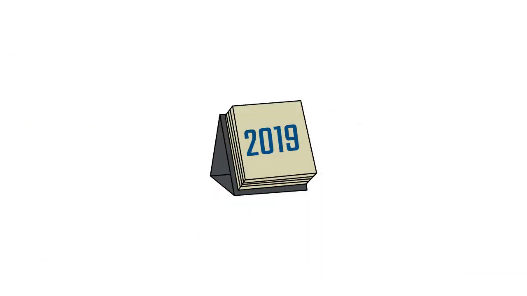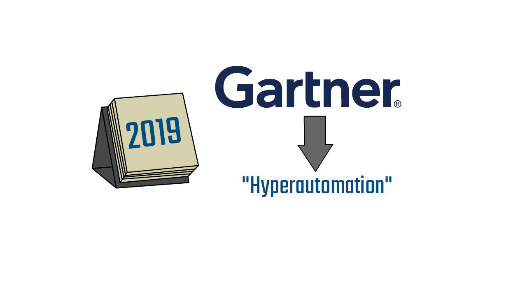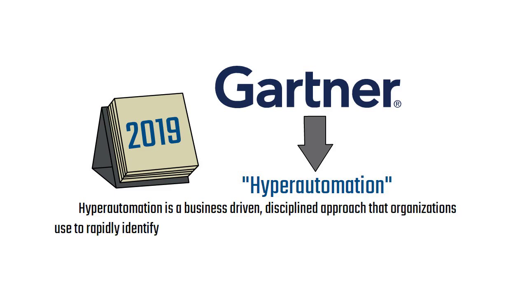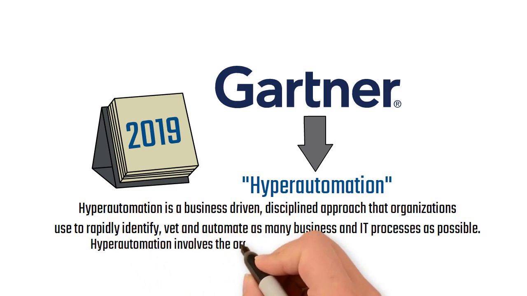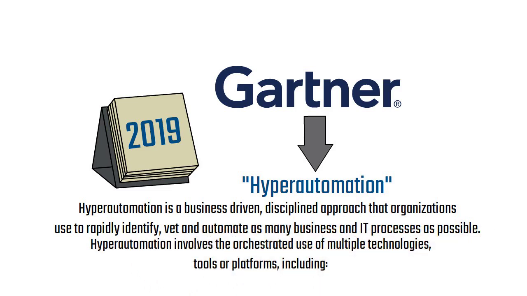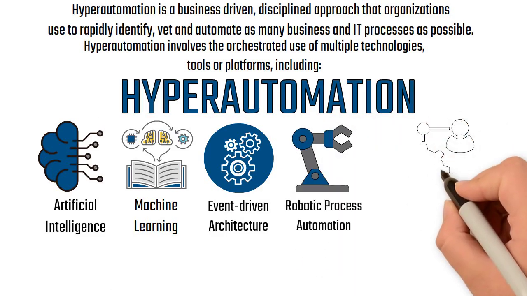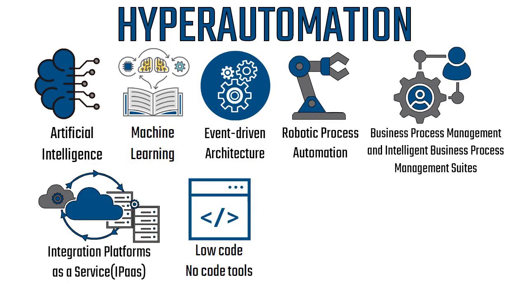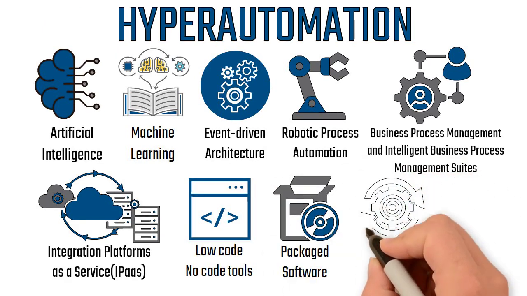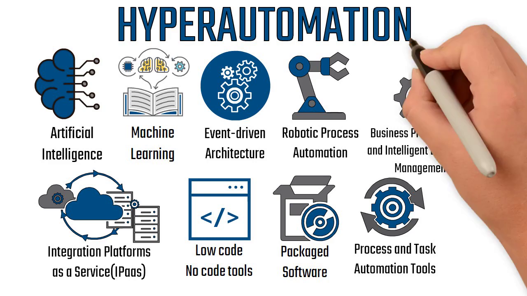In 2019, a leading business technology analyst firm, Gartner, coined this term hyperautomation, and their latest definition is as follows. Hyperautomation is a business-driven, disciplined approach that organizations use to rapidly identify, vet, and automate as many business and IT processes as possible. Hyperautomation involves the orchestrated use of multiple technologies, tools, or platforms, including artificial intelligence, machine learning, event-driven architecture, robotic process automation, business process management and intelligent business process management suites, integration platforms as a service, low-code, no-code tools, packaged software, and other types of decision, process, and task automation tools. End quote.